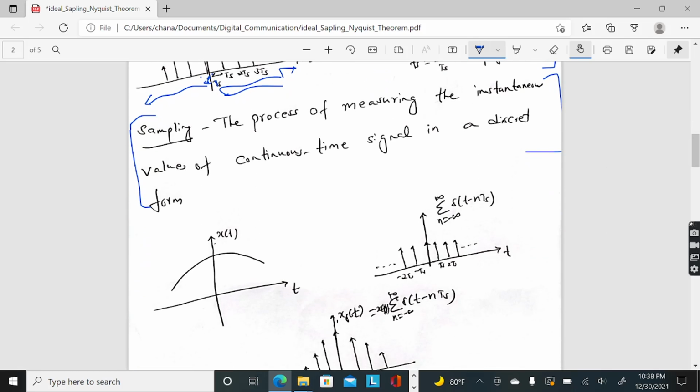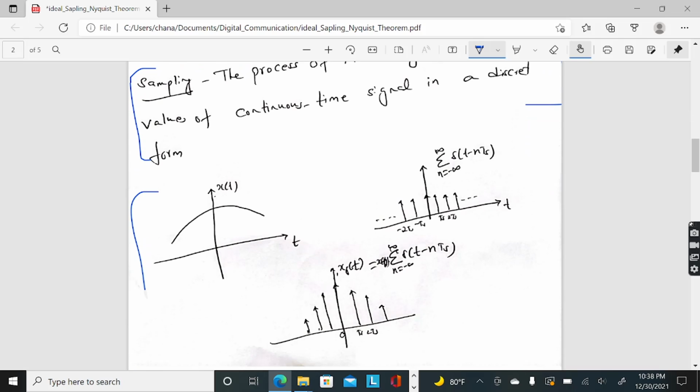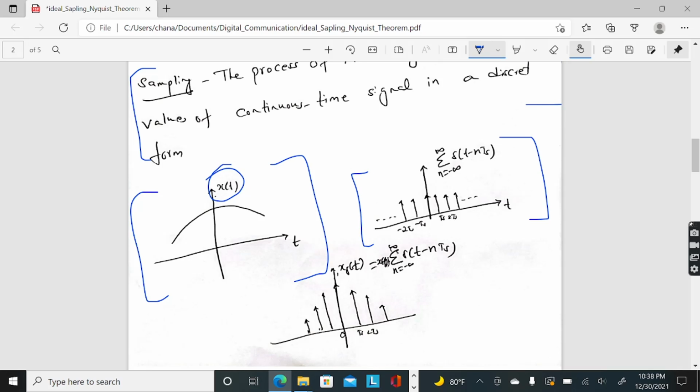Here the left hand side shows my original x of t. I'm plotting t on the x-axis and x of t on the y-axis, so this is how my signal varies over time. The right hand side shows an impulse stream, a series of unit impulses or Dirac delta functions at an interval of ts. So I have an impulse at t equal to 0, an impulse at t equal to ts, an impulse at t equal to 2 ts, an impulse at t equal to minus ts, an impulse at t equal to minus 2 ts, and so on.